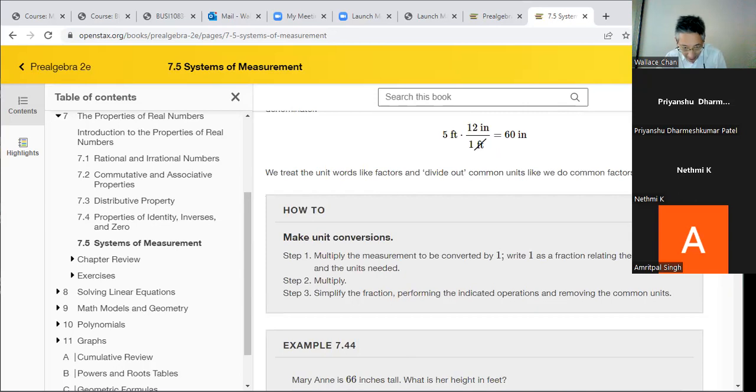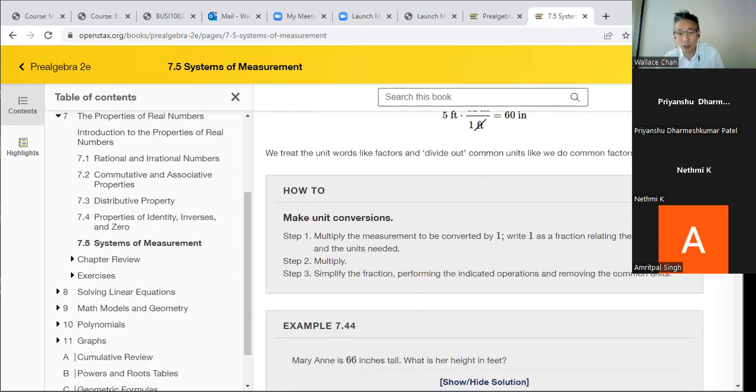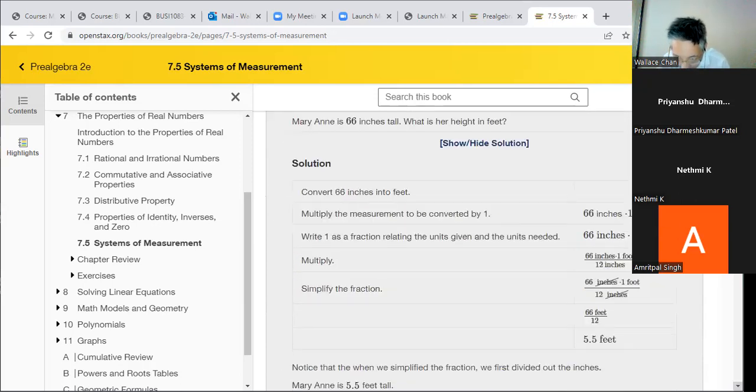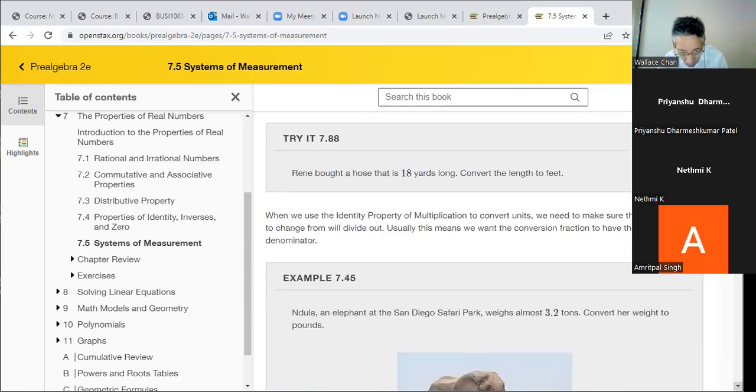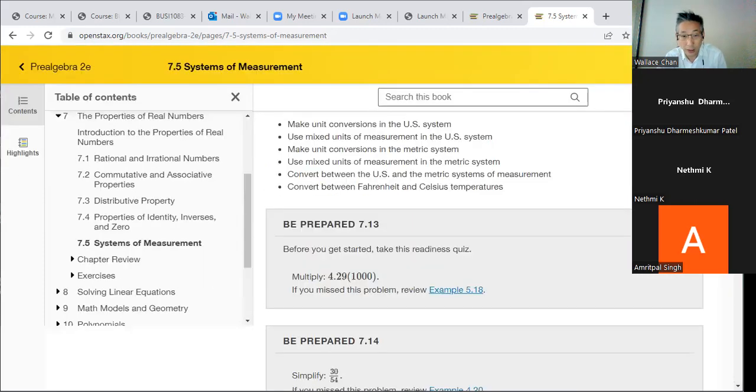So Mary Ann is 66 inches tall. In other words, you divide 66 by 12. So what is that? 5.5. Or if you use the fraction, it would also be 5.5, which is the same. So this is basically what this section is about. It's actually easy, but you just need to know the relationship.